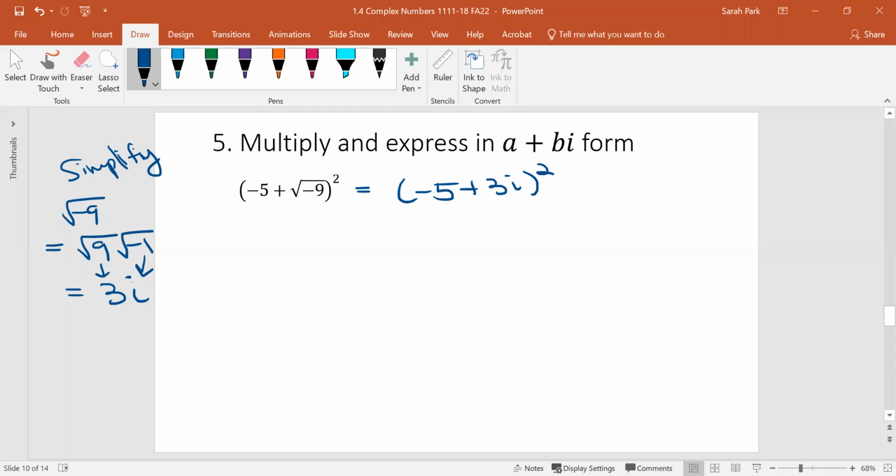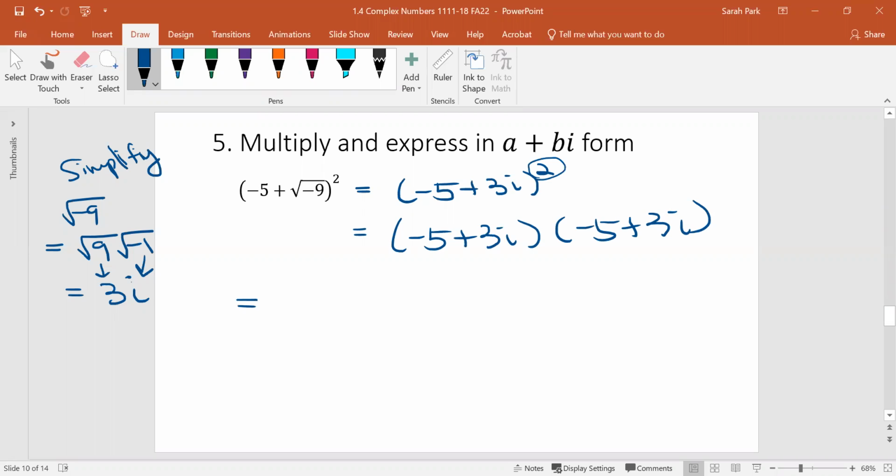And what that means, a square means that we have to write it out twice, right? Negative 5 plus 3i times negative 5 plus 3i, because you cannot distribute exponents. You have to write the factors out twice. Now we're going to do the FOIL process.